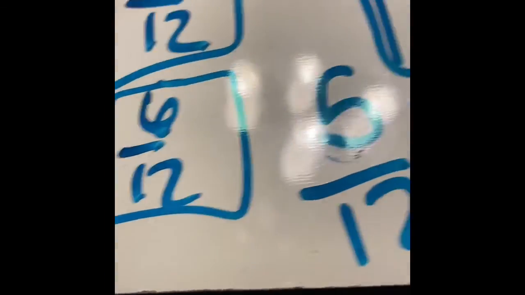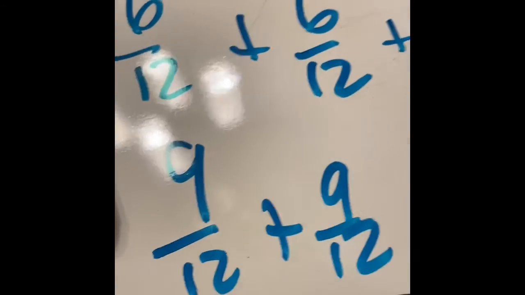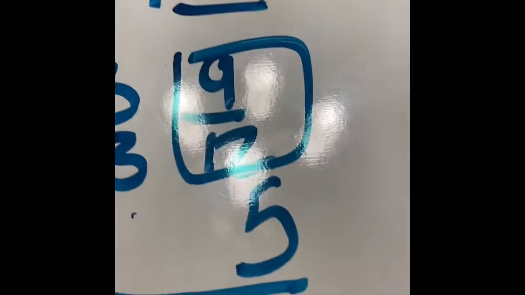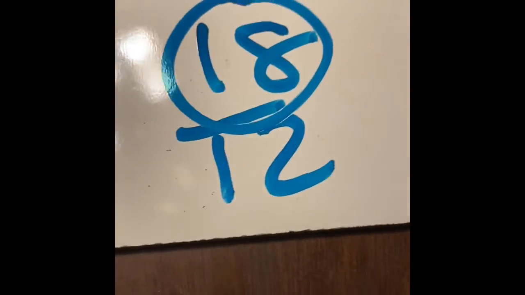Then I had 1/2. Where's 1/2? There we go. Then I had 1/2. I had 3 1/2s. My 1/2 is now 6/12, if I could count. So I added 6/12, 1, 2, 3 times to get 18/12. Finally, my last fraction was 3/4. I had 2 3/4s. 3/4 is now 9/12. I added 9/12 twice to get 18/12.